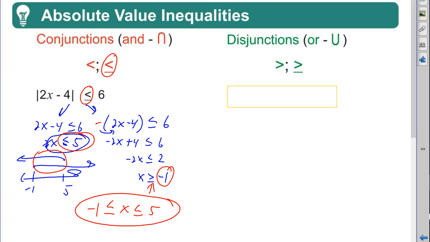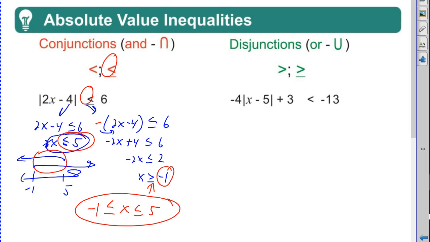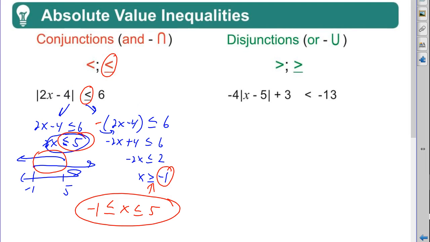All right, conjunctions. What about a disjunction? You might say, Mr. Scarfi, you made a mistake. That's not a disjunction. This thing has a less than. All right, well, hold on, right? We didn't isolate the absolute value yet. All right, so add a negative 3 to both sides.